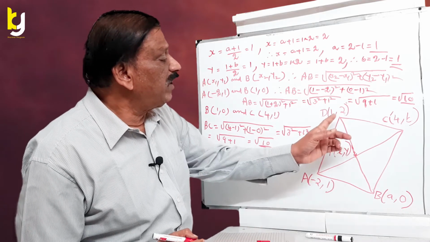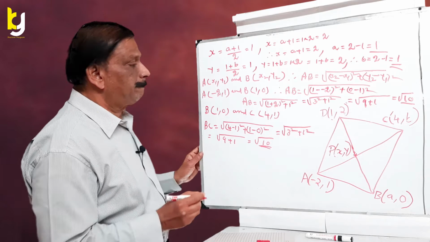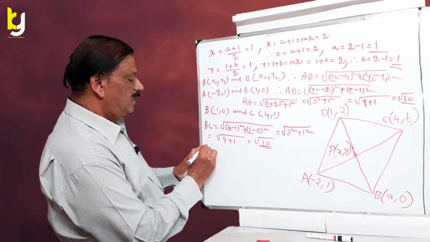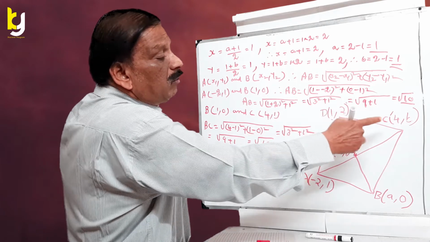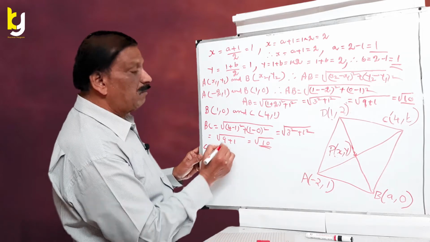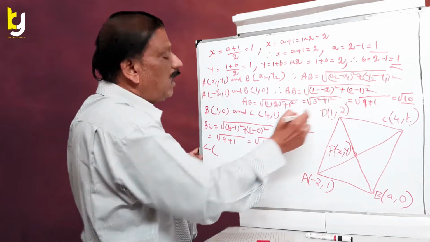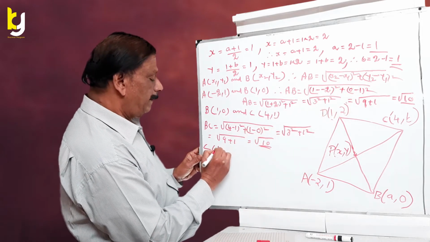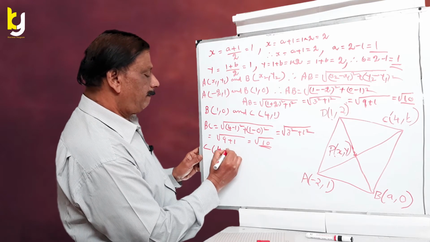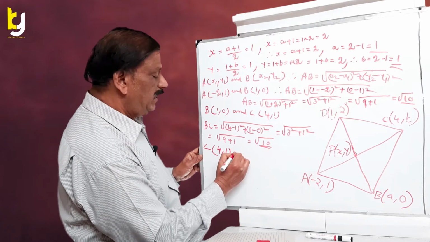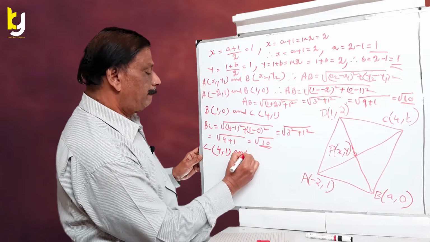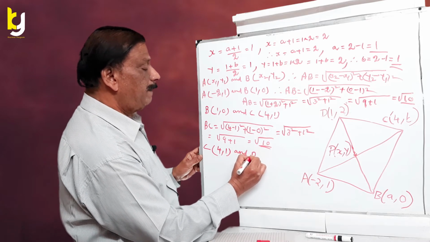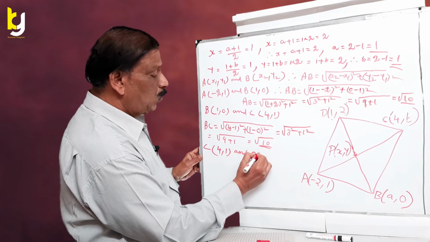Similarly, we can find out CD. C is (4, 1). We know the value of B is equal to 1, so (4, 1), and D is (1, 2).